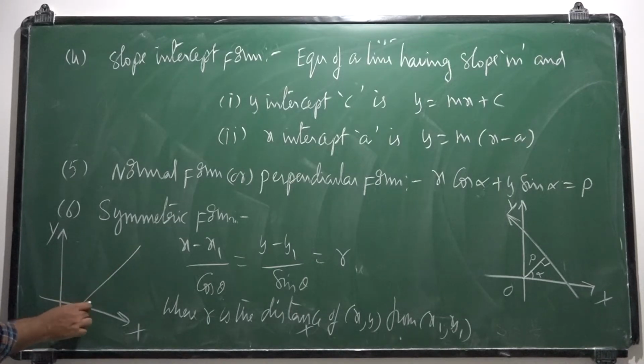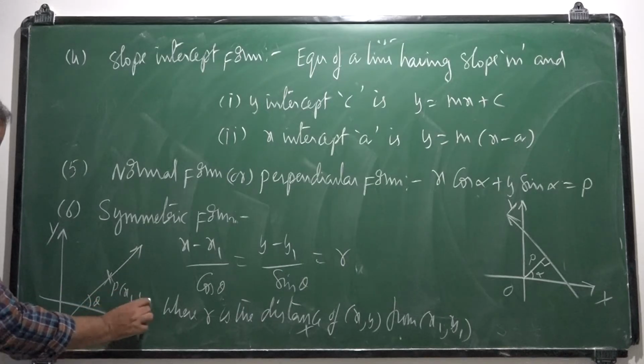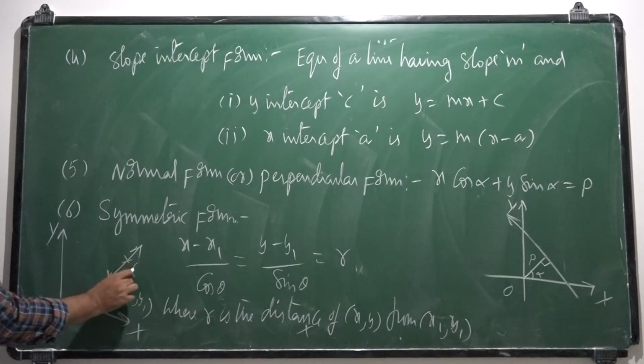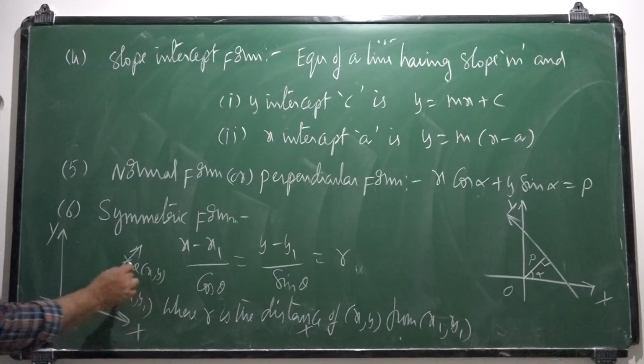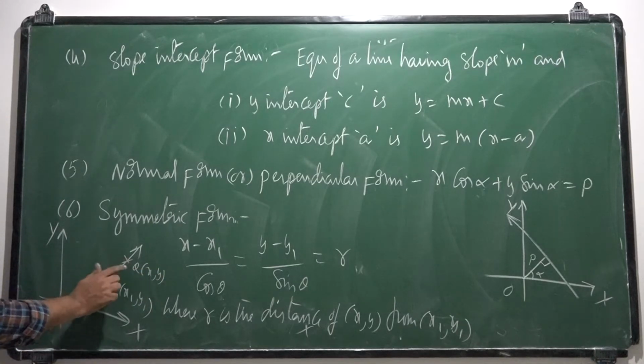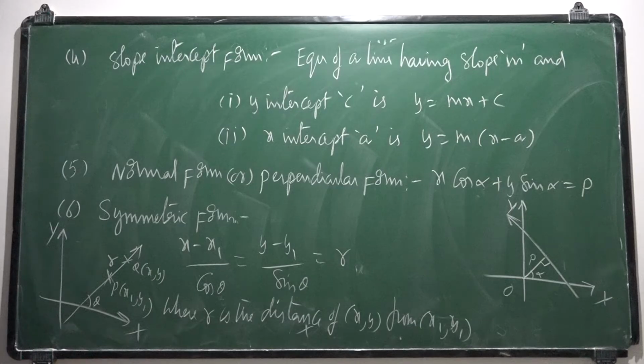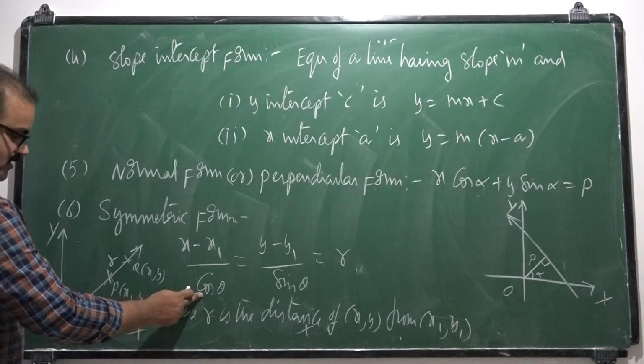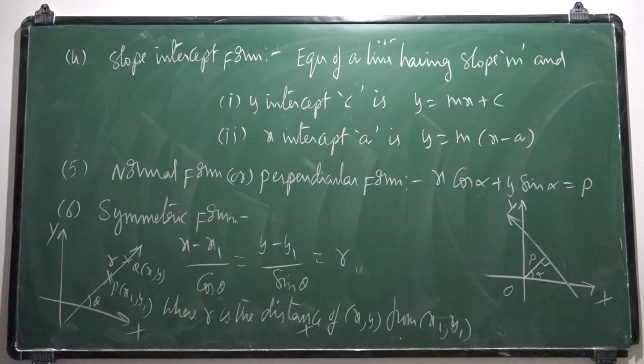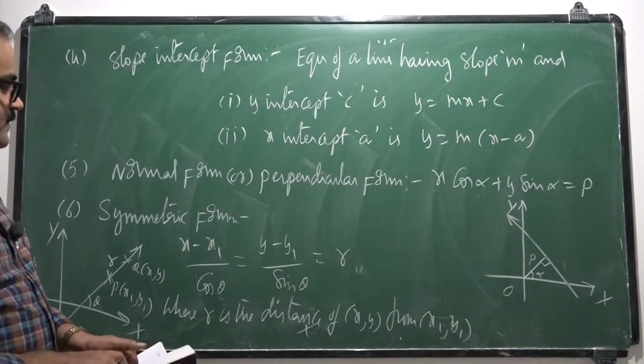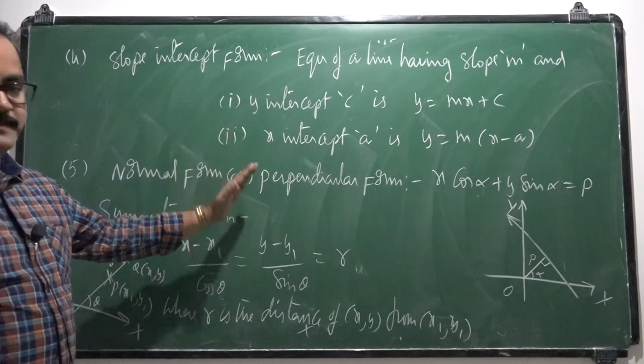Suppose the given line makes an angle theta with the x-axis and it passes through the point P(x1, y1), and let Q be another point, any point on the line (x, y). Let this distance be r. Then the equation of this line is (x minus x1)/cos theta equals (y minus y1)/sin theta equals r. These are the different forms of a straight line.